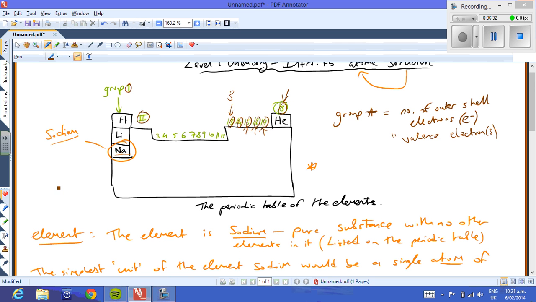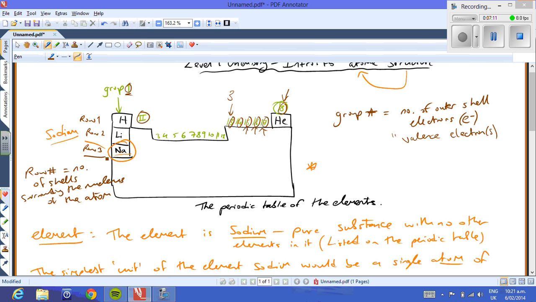Sodium is in group 1, so that tells us it has 1 outer shell electron. The next thing we need to look at is the row. So rows go across. So this is row number 1, row number 2, and row number 3. The row number will tell you the number of shells surrounding the nucleus of the atom. And the shells are basically those little rings or circles that you draw around the nucleus. And for sodium, we have 3 because it is in row 3.